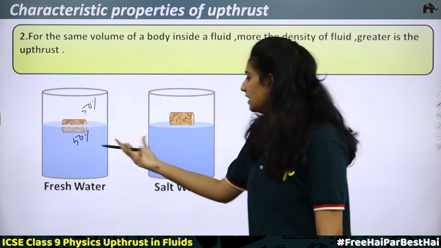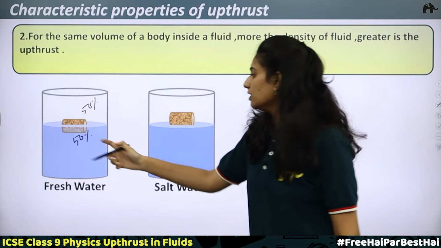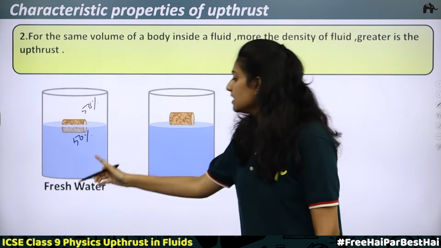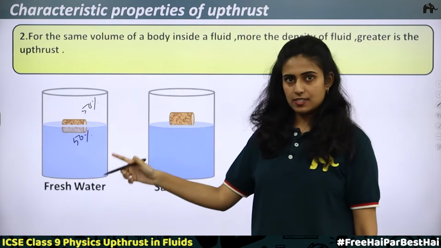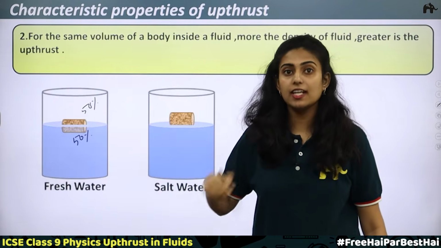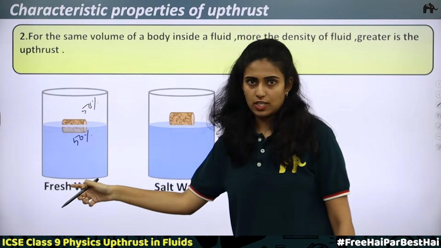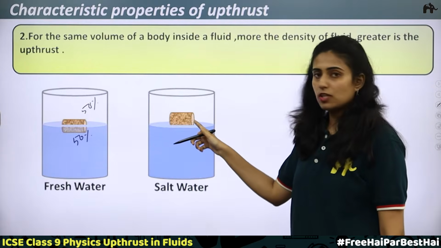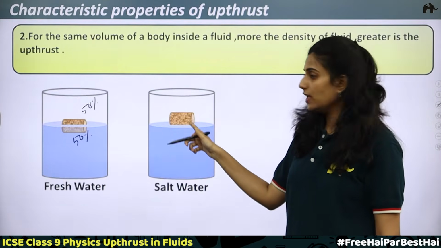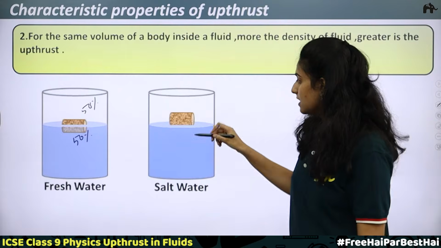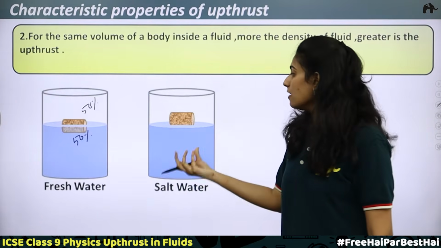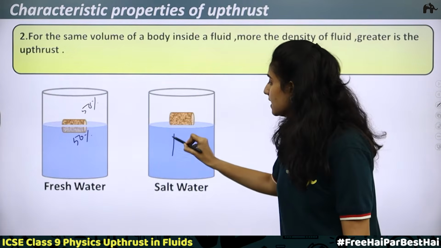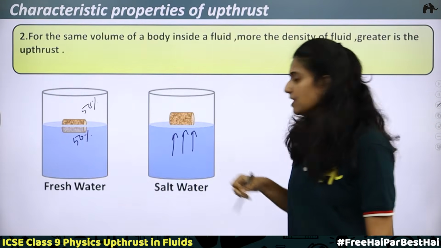Now, consider that you are going to add salt to this fresh water. What happens when salt is added? When salt is added, the density of the water will increase. It has now become salt water. The density is greater than the fresh water. When the density of the fluid is increasing, the body will now float on the surface of the liquid in this way. It has risen. So what has happened? Because of the increase in density, the upward force has increased. The upthrust that is exerted by the fluid on the body has increased.